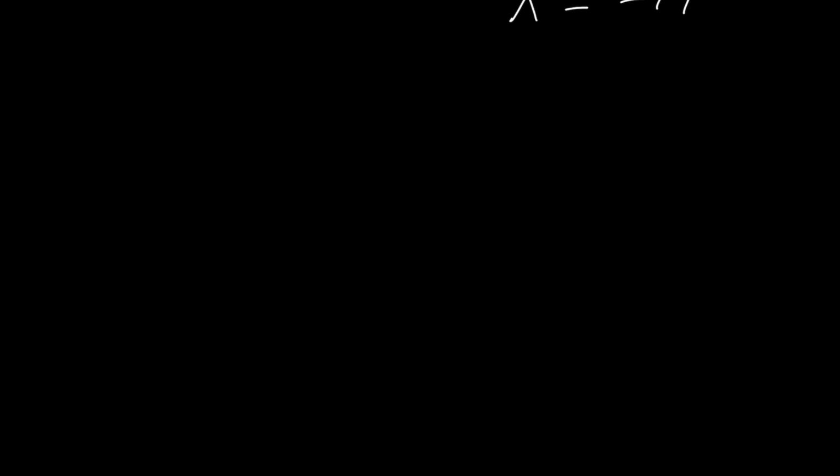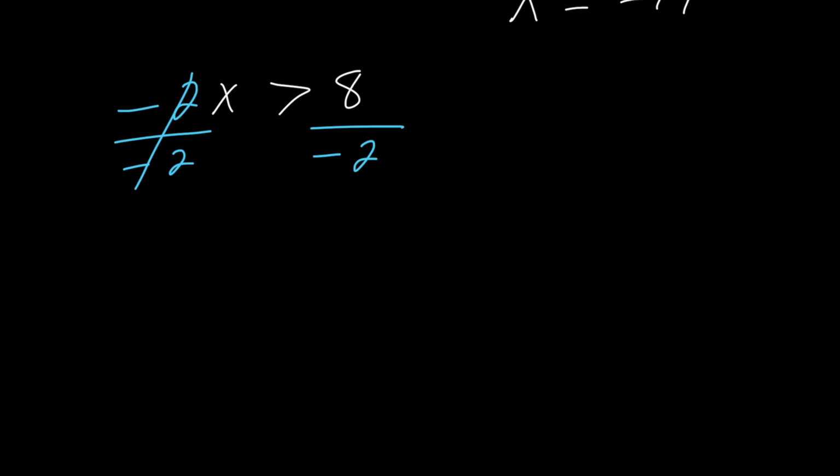Let's say we have negative 2x is greater than 8. Now to solve this, we see that negative 2 is being multiplied by x. So what is the inverse operation of multiplication? That is division. So we have to divide both sides by negative 2 in order to isolate that x. Remember, anything you do to one side, you must do to the other side. So on the left-hand side we're left with x, and on the right-hand side we're left with negative 4.